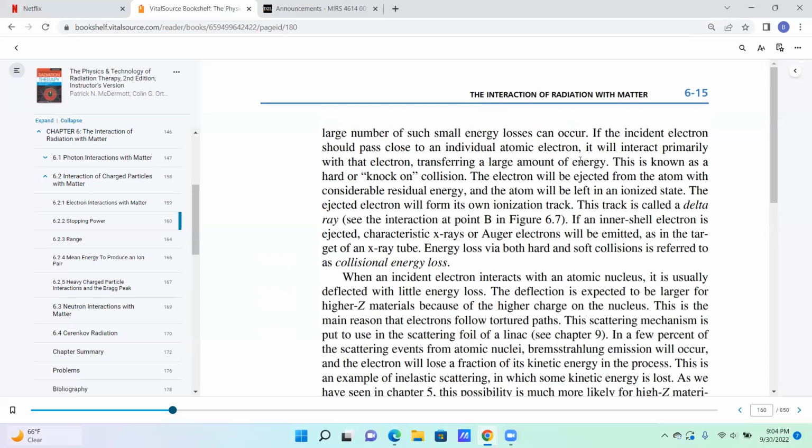If it passes really close to an individual atomic electron, it will interact primarily with that electron, and that will get most of the energy. That is considered to be a hard or knock-on collision. The electron is then ejected from the atom with a considerable amount of residue energy, and the atom will be left in an ionized state. The ejected electron will form its own ionization track, and this track is called the delta ray.